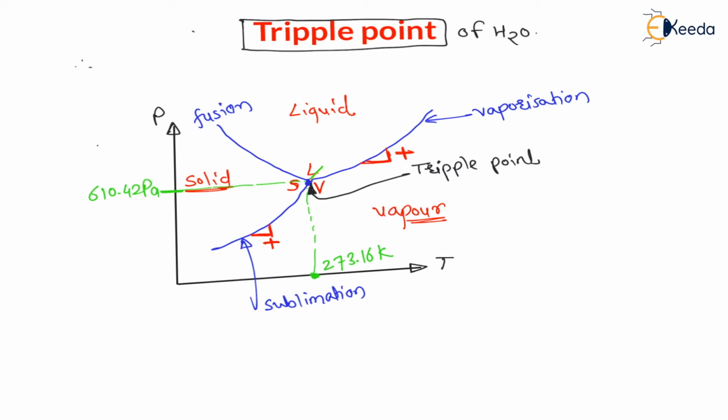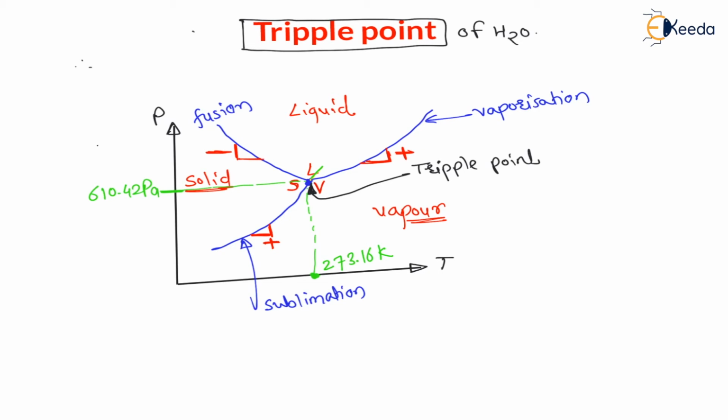Now for the fusion line, as pressure is decreasing, temperature is increasing. Therefore you can see that as the y coordinate is decreasing, meaning pressure is decreasing, then temperature is increasing. Therefore the slope is negative. So my dear students, for water, the slope of the sublimation line and the slope of the vaporization line are positive and the slope of the fusion line is negative. But here the slope of the sublimation line is more than the slope of the vaporization line.